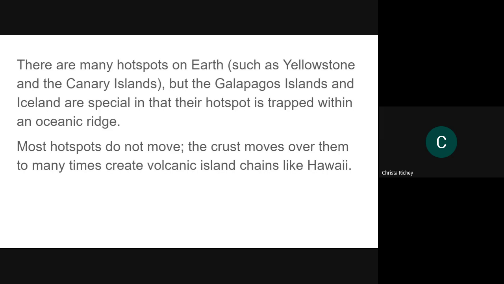How has Earth's history been recorded on the ocean floor? Pretty sure this is the next one.